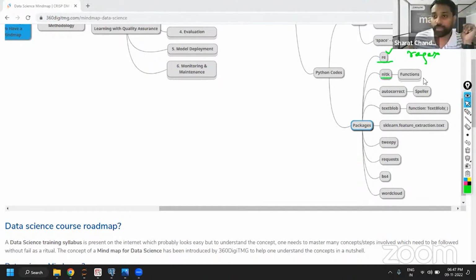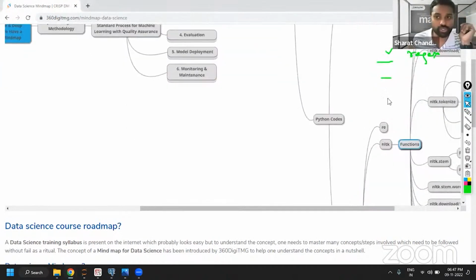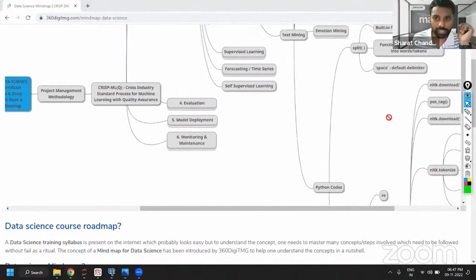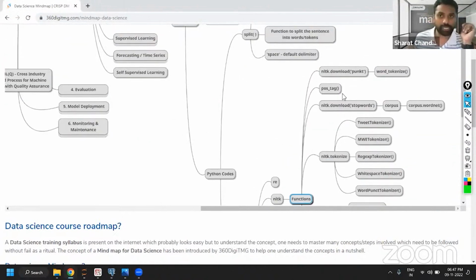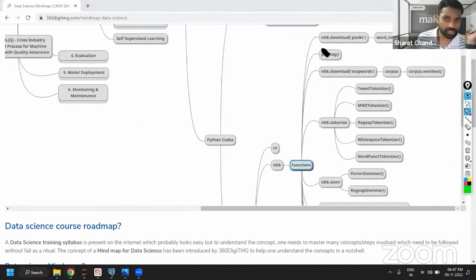Then we have NLTK, which is one of the popular libraries, which is used for doing a lot of cleaning and a lot of applications. For example, here we have dictionaries. From the NLTK library, we have a lot of dictionaries that we can use. And using those dictionaries, we will be able to do a lot of functionalities as well. For example, word tokenize. This is basically identifying, detecting the words and splitting them. POS tag. This is basically your grammatical tagging.